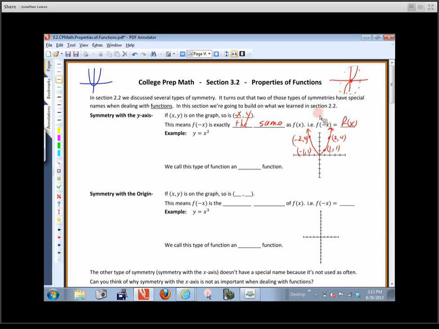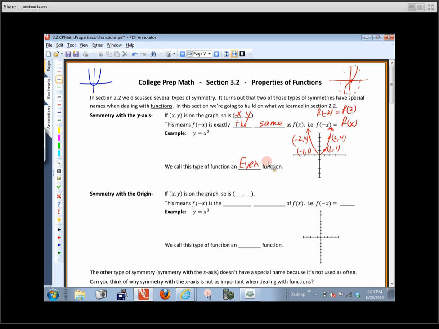So for example, on this one, is f of 2 the same as f of negative 2, is it the same as f of positive 2? Yes. It is, you get the same y value out. Okay, this has a name. It is called an even function.